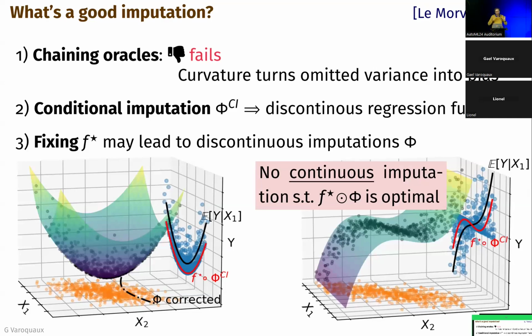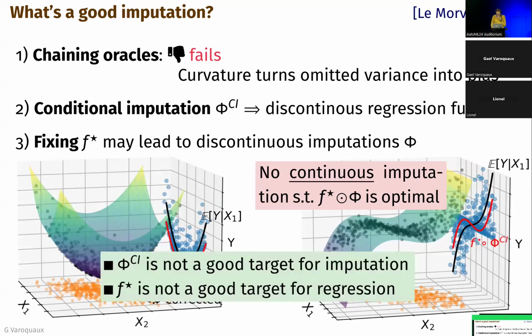So what I'm trying to say here is we don't have an infinitely powerful theorem to tell you that conditional imputation won't work in general. I'm just saying it's not a magic bullet. It will not magically solve the problem.